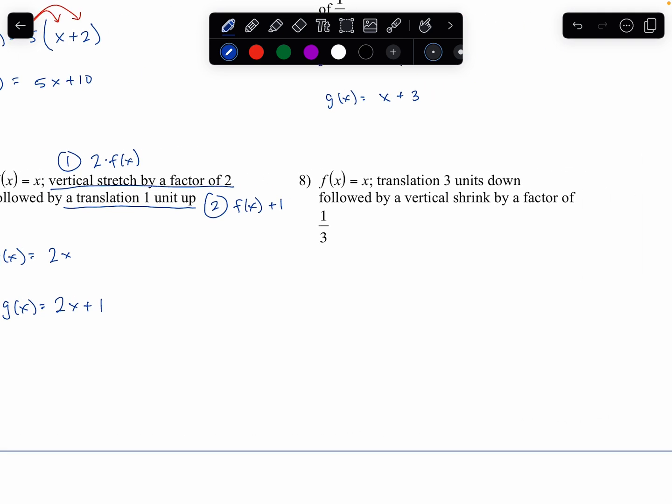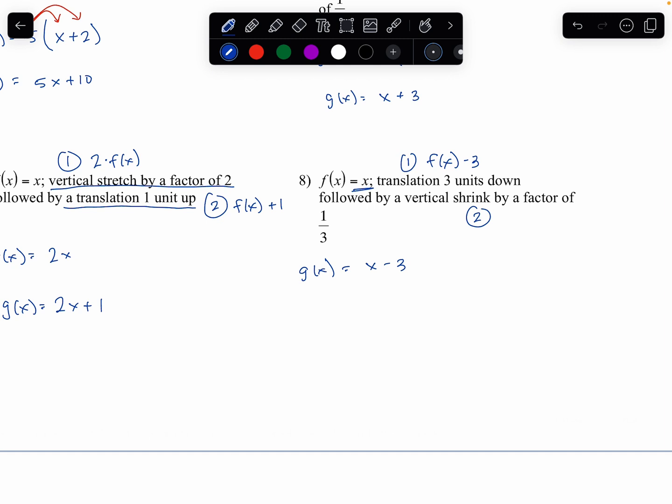For 8, we have the same function right here. We have 2 transformations. The first one, translation 3 units down. So the first transformation is to take the function and subtract 3 from the y values. So let's do that here. g of x is going to be equal to take the function, which is x, and then we're going to subtract 3 from that.